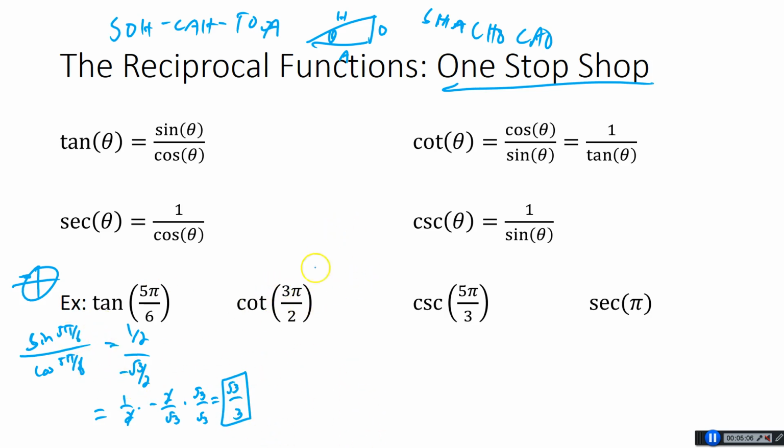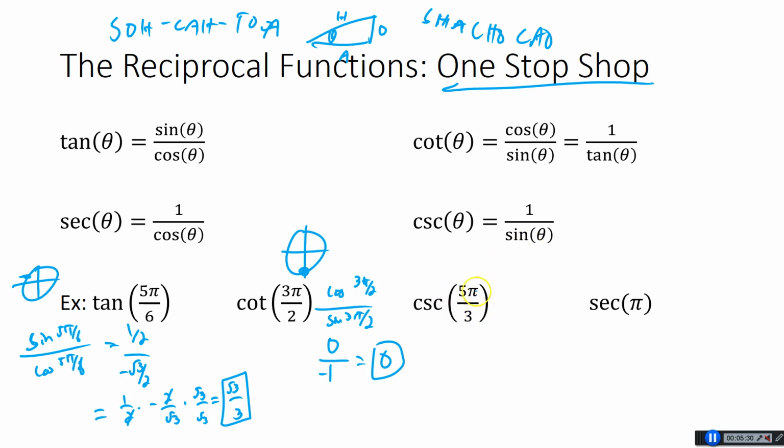Next one's cotangent of 3 pi over 2. So that's going to be cosine over sine. So cosine of 3 pi over 2 divided by sine of 3 pi over 2. 3 pi over 2 is the bottom of the circle right here. Cosine there is 0. And sine there is -1. 0 over -1 is 0.